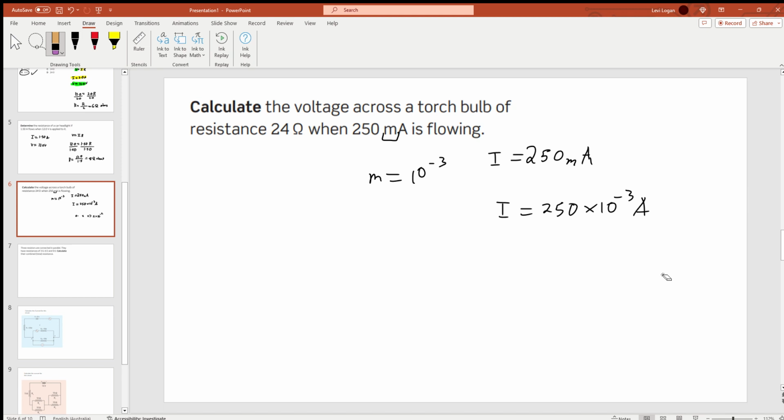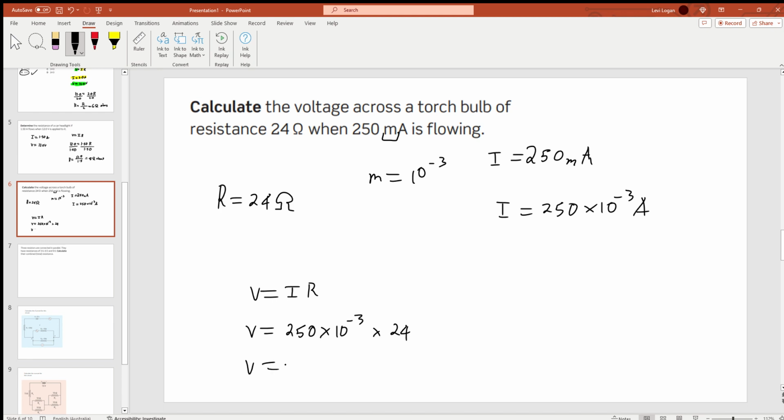So you wouldn't plug in 250, you would plug in 250 times 10 to the minus 3. Resistance we've been given is 24 ohms. And we've got to write Ohm's law. So V equals IR. Now we don't need to rearrange everything because we already have V by itself. So all we've got to do is plug into our formula. So plug in 250 times 10 to the minus 3 times 24. So plug that into your calculator, and it should give you 6. And the unit is volts. Okay, and that's the voltage for this question here.